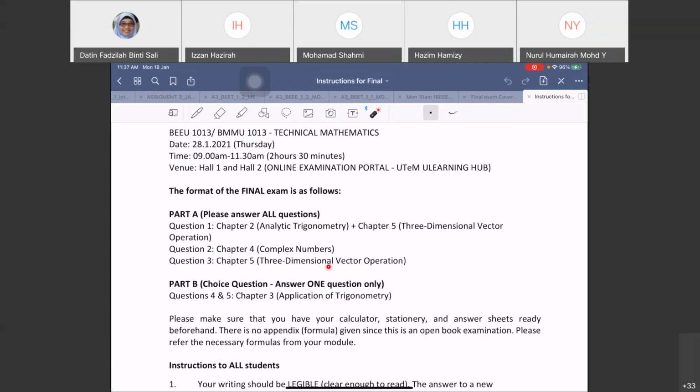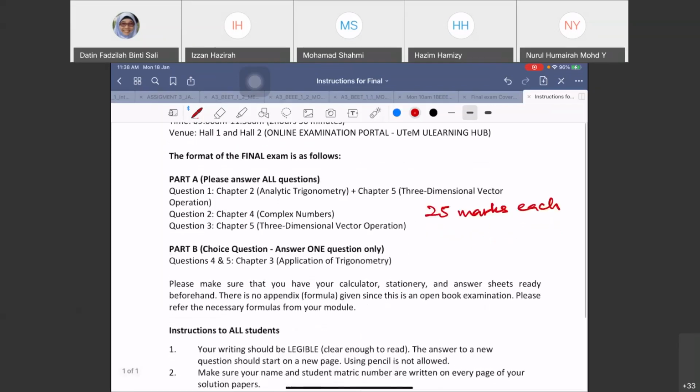And for the marks, it's actually 25 marks each. This is 25 marks each. Because then altogether we will make up to 100 marks, together with your part B, one question. So basically you are to answer 4 questions only. So that is for part A.